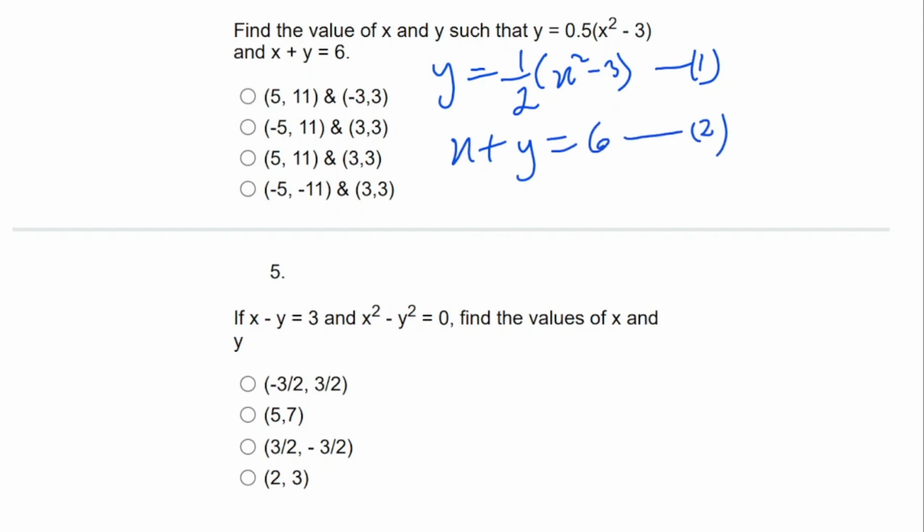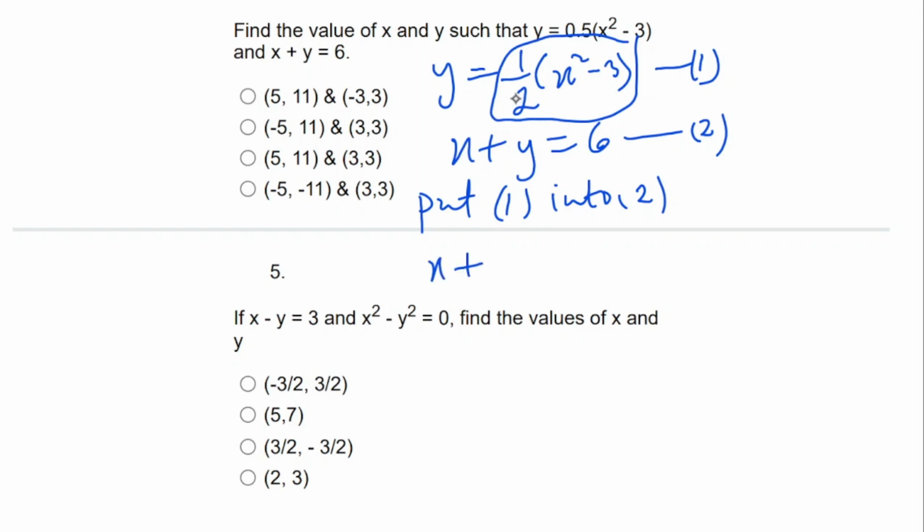So what we're going to do now is, since the value of y is given to be this, we just substitute. Just put 1 into 2. We put 1 into 2. So in that case, we're going to have x plus the 2 here.